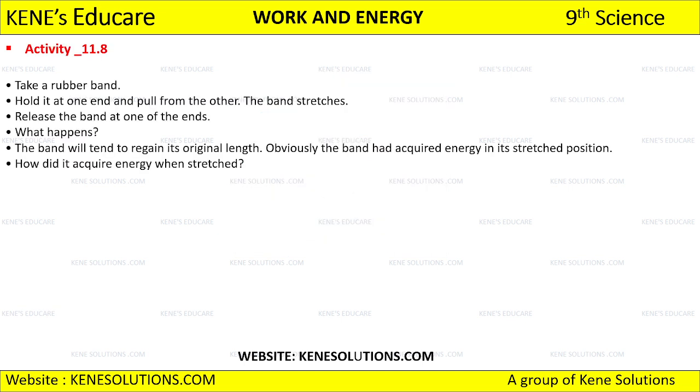After this, now we have this activity 11.8. What you need to do is take a rubber band, hold it at one end and pull from the other. You might have done this already, right? Whenever you get a rubber band in your hand, we just keep on pulling it, right? When you do this, you'll see that the band is going to stretch. After stretching it, release the band at one of its ends.